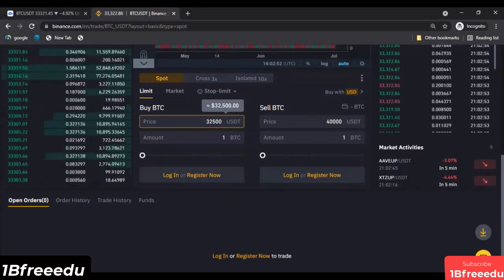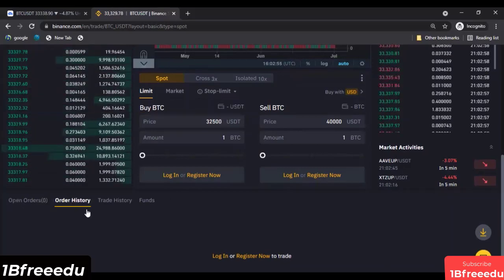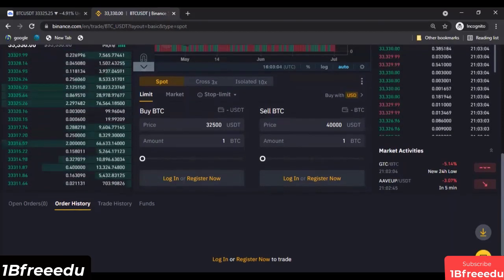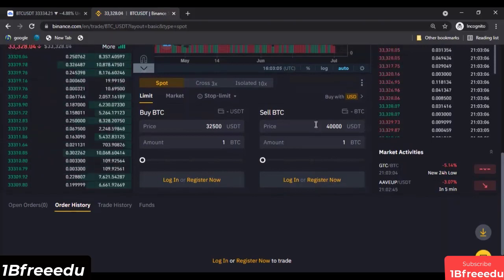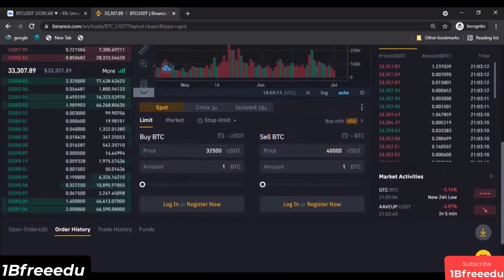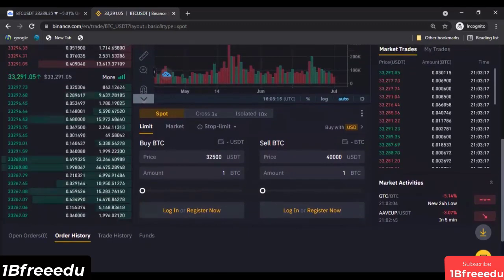Similarly, you can cancel your sell order as well. And in the order history, you can see all the orders that have been filled as well as all those that have been cancelled. So this is how you bring automation, since once you have set your sell and buy target, it will automatically do trading for you once it touches those prices.